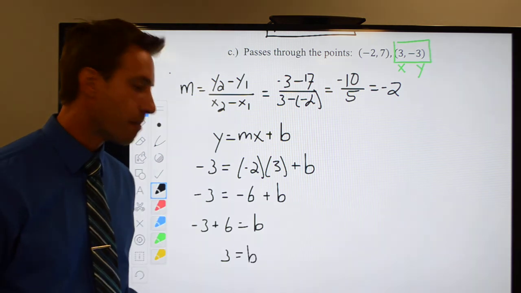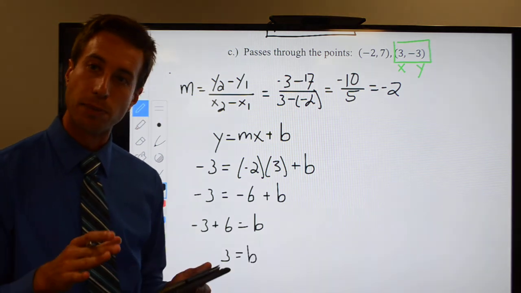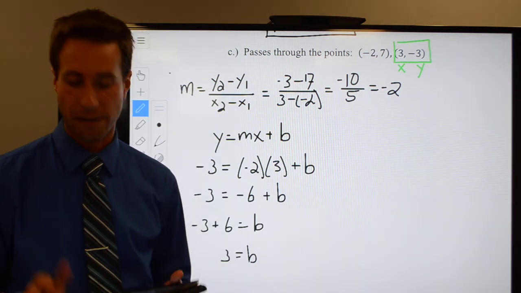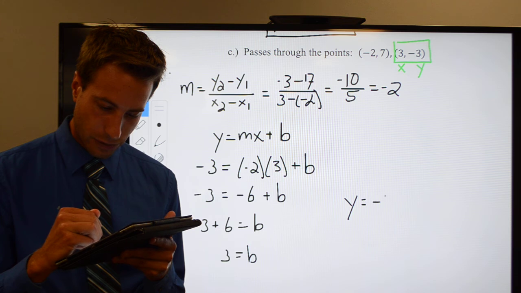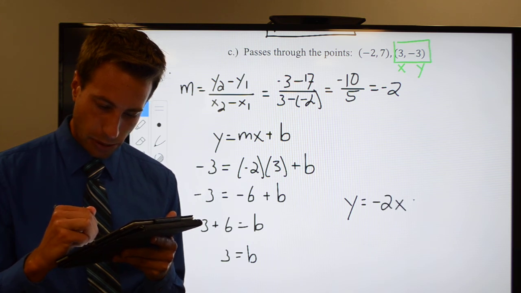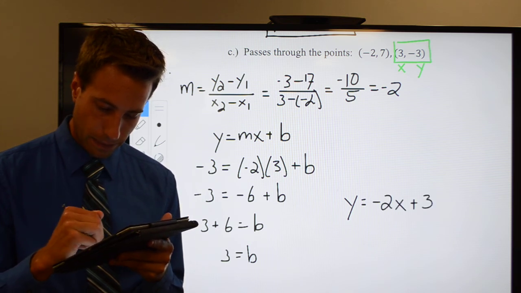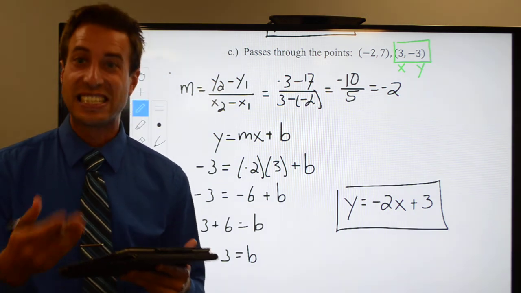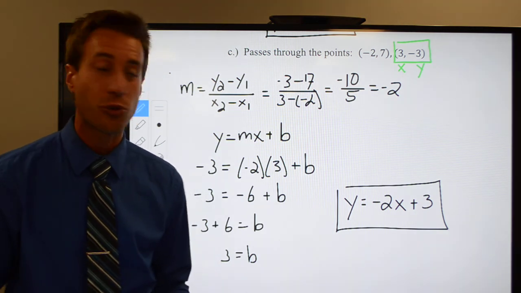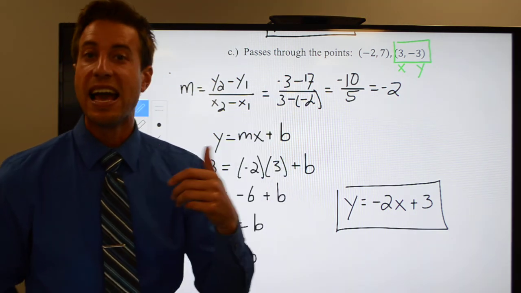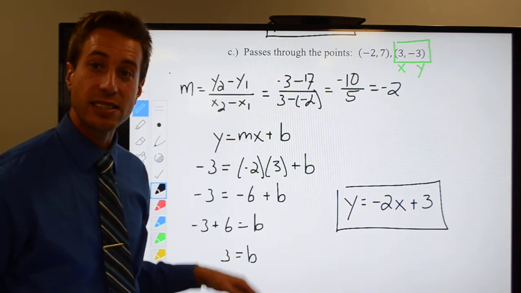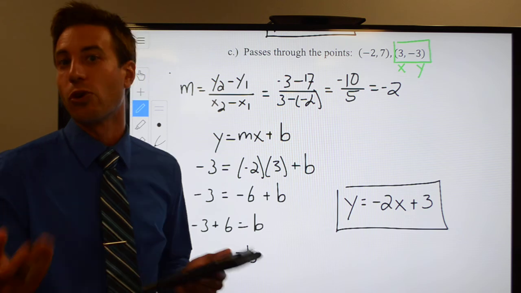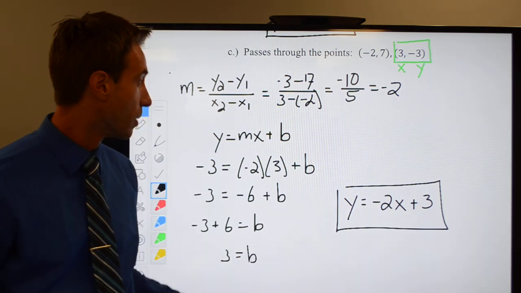Now I know what my y-intercept is. It's a positive 3. I can write my final equation. Y is equal to a negative 2x plus 3. Definitely the trickiest of the 3 when you're not given the slope and you're not given a point representing the intercept. But we can still get there by just employing a few tricks from Algebra 2.